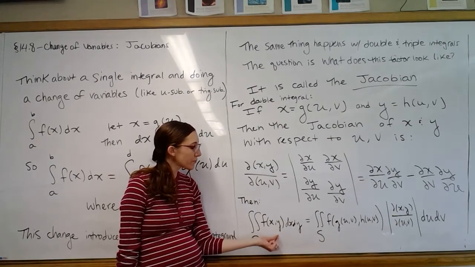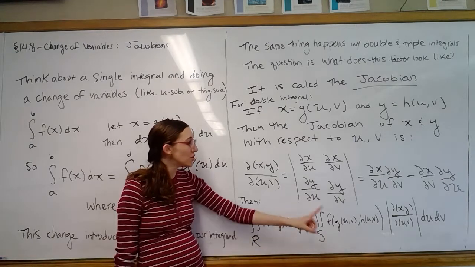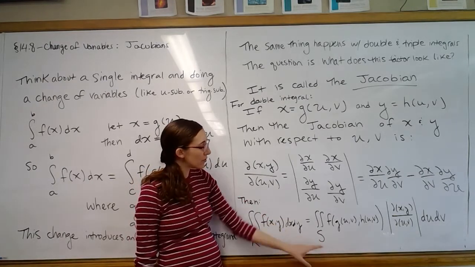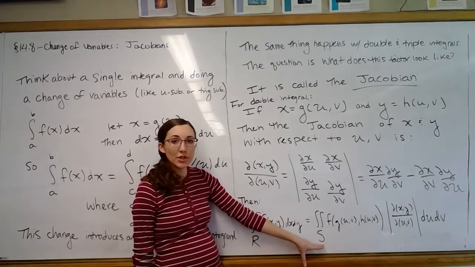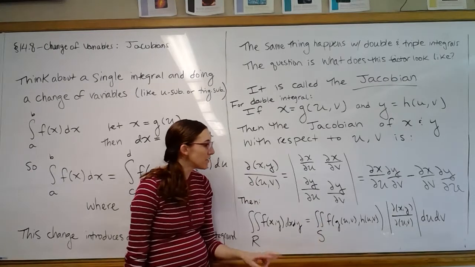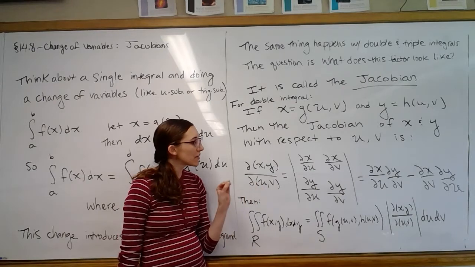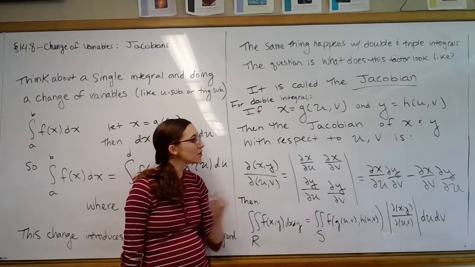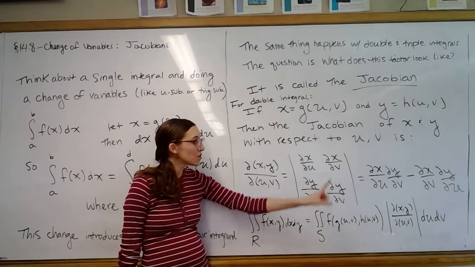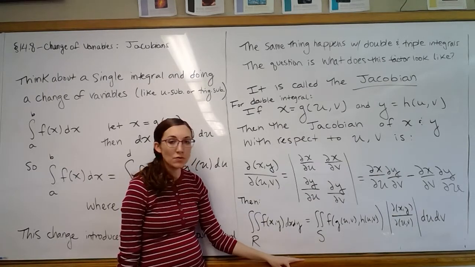This factor is called the Jacobian. If I switch my integral from being in terms of x and y, rectangular coordinates, to this new coordinate system in terms of u and v, my region is going to change from some region R to some region S. I'll talk about that more in the next video. Then inside the integrand, we make those substitutions for x and y, and the scale factor is the absolute value of the Jacobian. We always take the absolute value, and then that would be du dv.